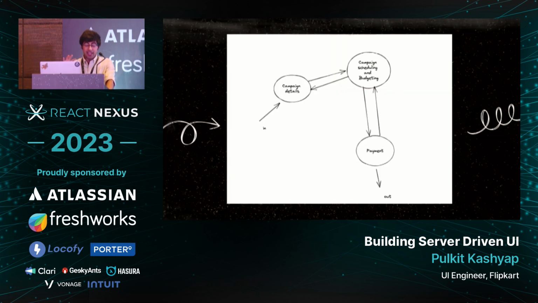Now, on a high level, if I have to tell you what the process looks like, this is, let's say, the entry point. This is, let's say, the exit point, and you have the campaign details component where you punch in the campaign details. Then you have a campaign scheduling and budgeting step where you schedule your campaign, when your ad campaign is going to run, and the budgeting for it. Finally is the payment step where you make the payment, and when you're done, your advertisement is live.